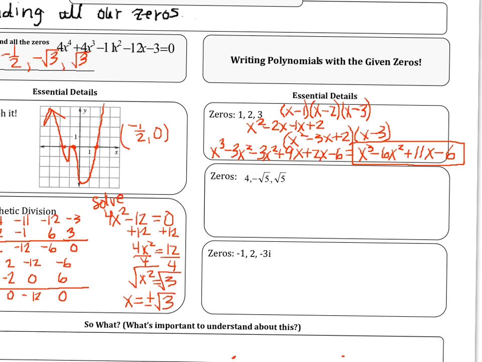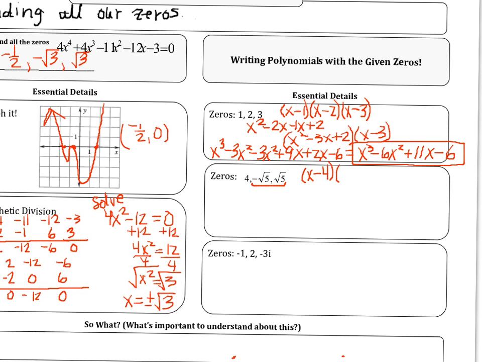All right, in this next problem here, my zeros are 4, negative square root of 5, and positive square root of 5. Now, I want you to notice I've got both of these. I'm always going to have both of those. Just like on the previous problem that we did, we had negative square root of 3 and positive square root of 3. That's called a conjugate pair. You've got the positive and negative of the same thing. And we're always going to have that because when you take the square root, you get a positive and a negative. So my zeros are going to be x minus 4.